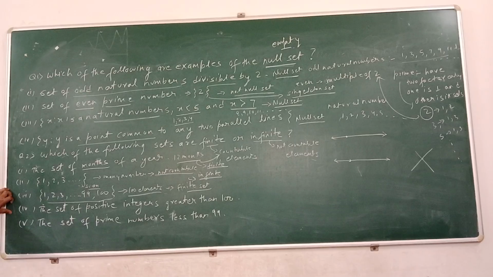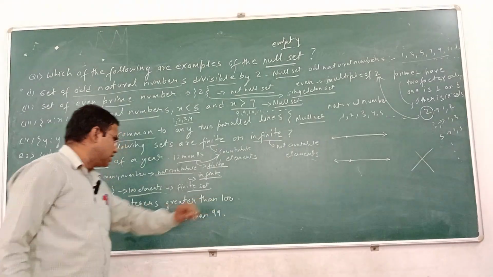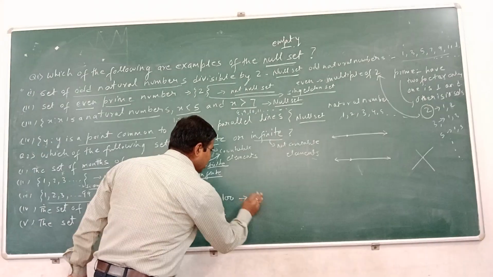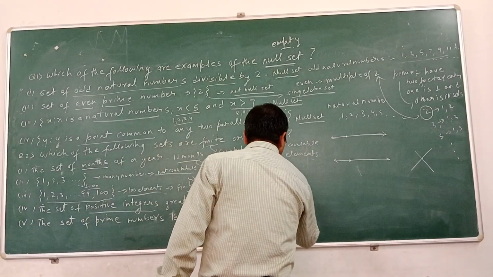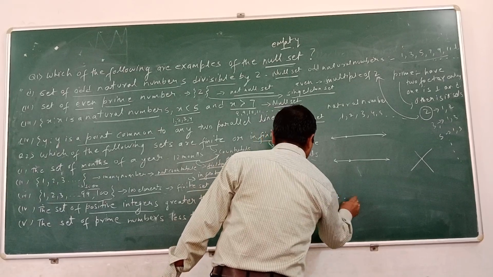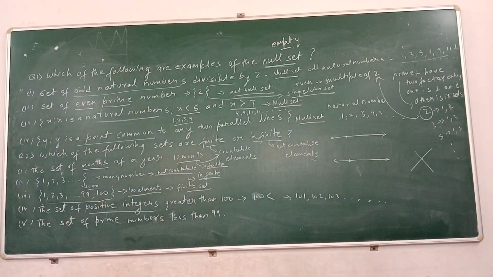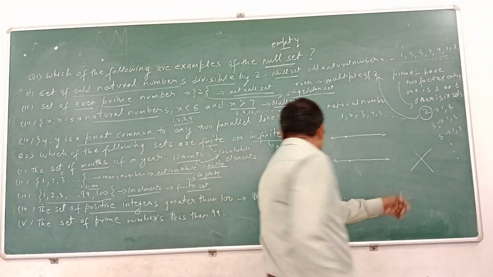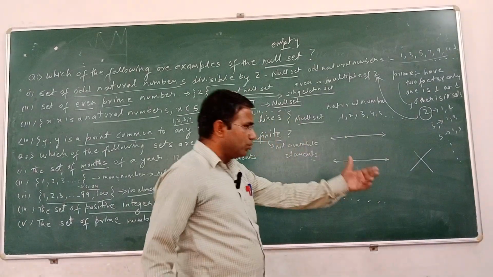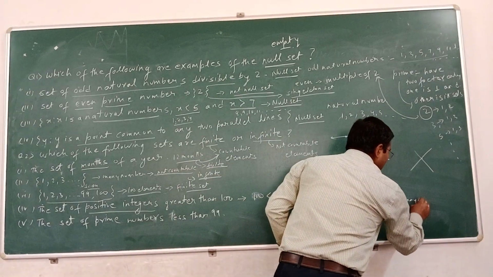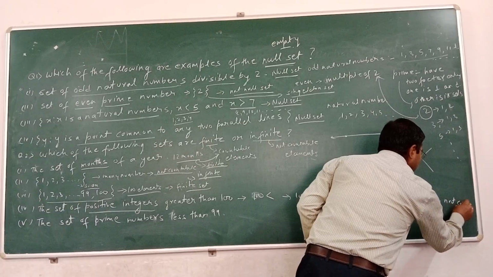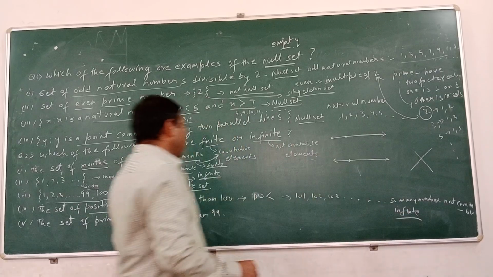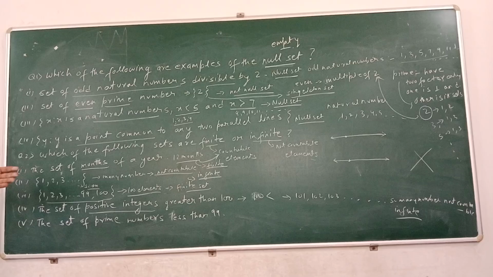Now see the fourth one. The fourth one is the set of positive integers greater than 100. Greater than 100 means 101, 102, 103 and so on. After this there are so many numbers, not countable. If not countable, this set will be infinite. See, if the numbers are uncountable, then that is called an infinite set.